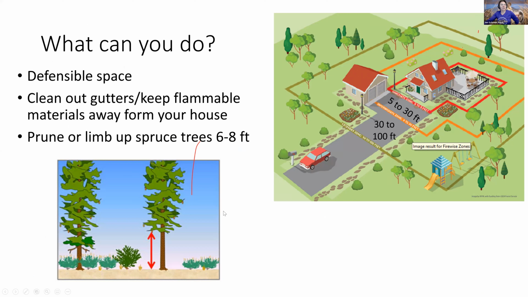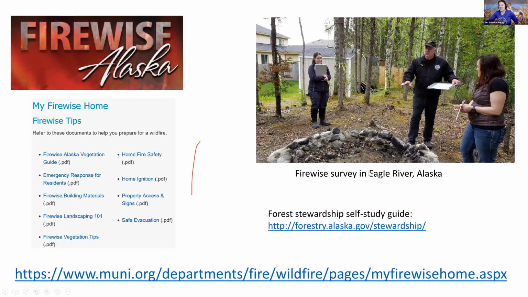Spruce trees, you can limb them up six to eight feet. That also helps keep a fire, if it is on the ground, from going up the spruce tree and creating bigger problems. Like I said, you don't have to cut down all your trees. Deciduous trees are good. I see spruce trees around the neighborhood, and I have some in my yard. Just try to limb them up and keep them watered. There is a FireWise program in the municipality, so they can come out and do a survey and give you recommendations for things to do to reduce your wildfire hazards.